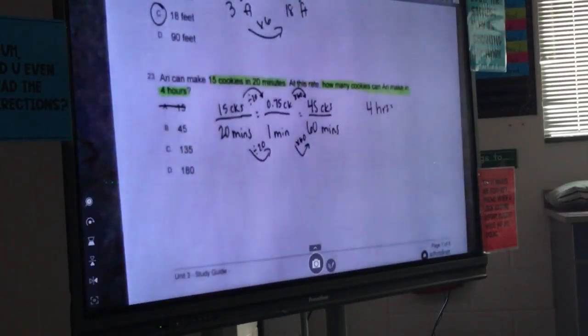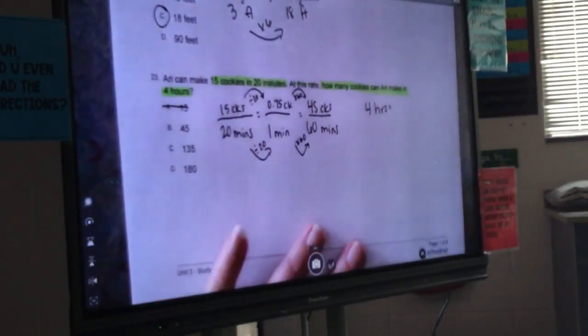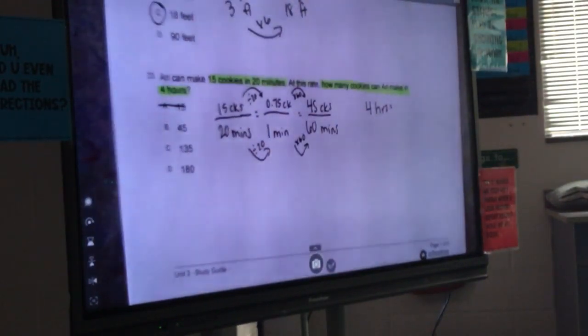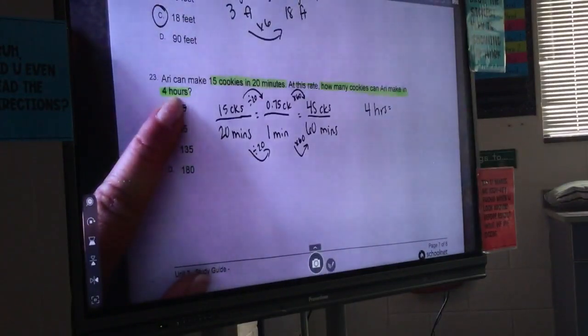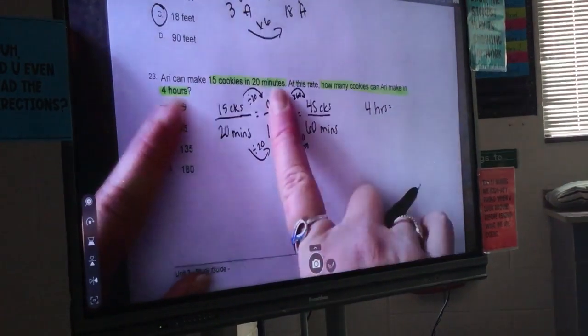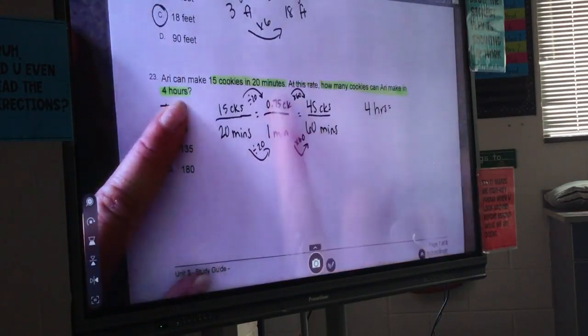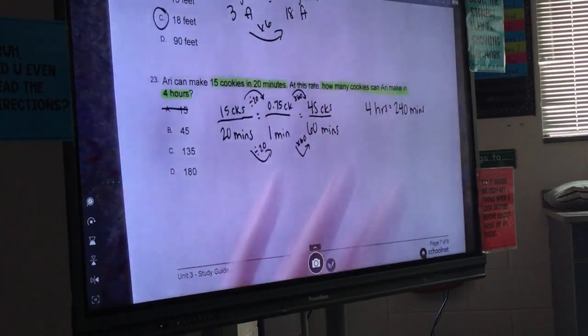It's not the only way to solve this, but why is it important to know how many minutes are in an hour? Because then you can find out how many it takes to get that many minutes, and then you can divide them and then times them by 20 and so on. The other thing is, this is minutes, this is hours. You can't have different units. You've got to have the same unit. So knowing that there's 240 minutes in 4 hours is going to be really important.